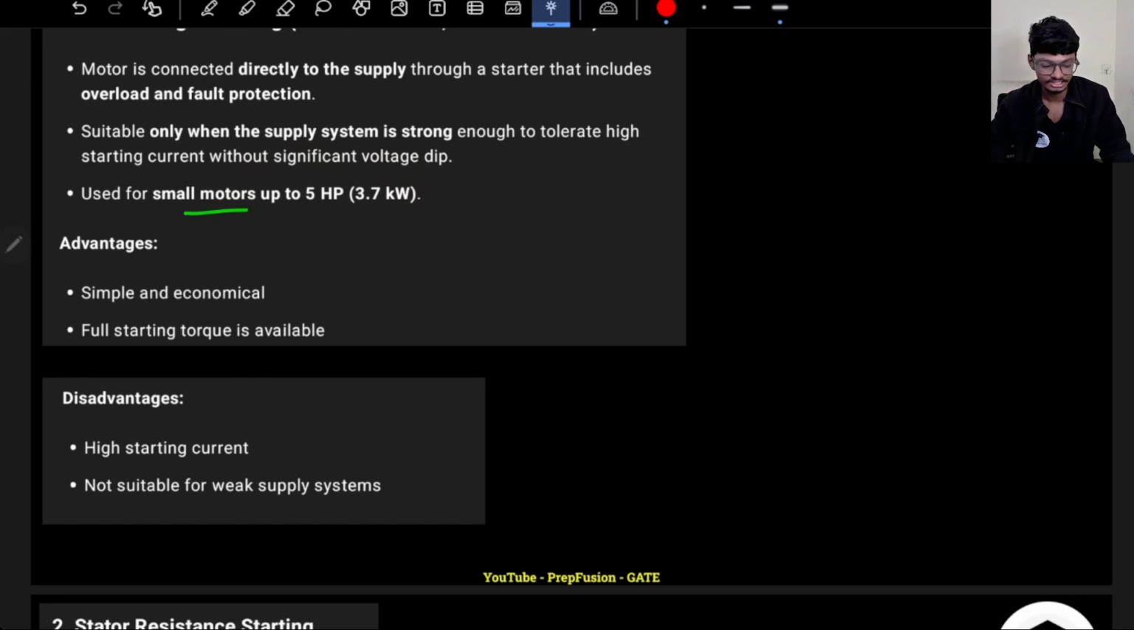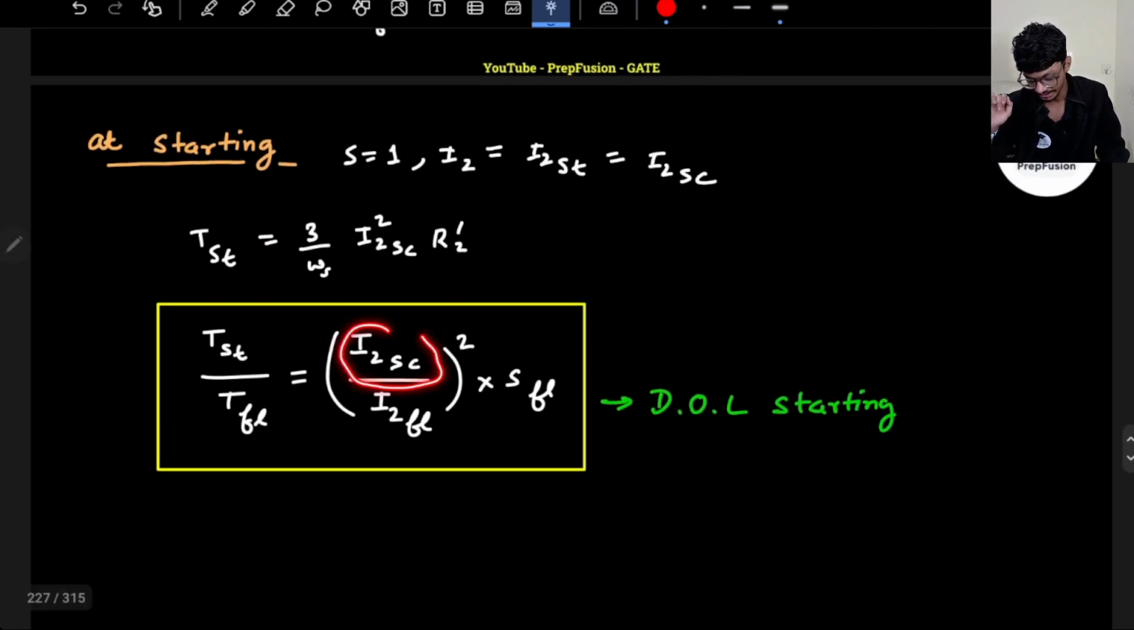So initially, why is the current very high? Because the torque that it needs to produce initially needs to be very high, because the motor is not rotating. The motor needs to start rotating, so that's why the torque initially is very high. So at starting we are getting full torque, if you see here, because I2SC will be very high compared to I2FL. But in other methods the starting torque may be lower.